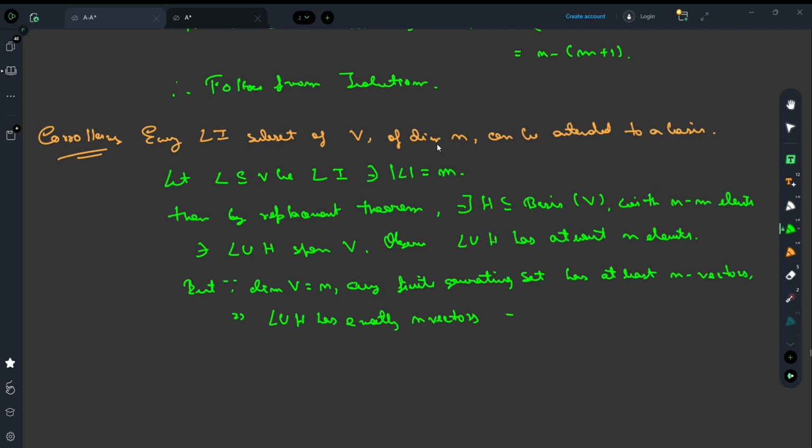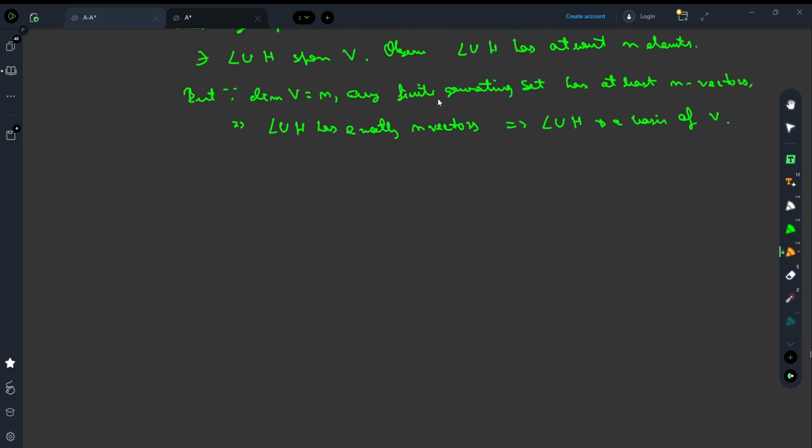This implies L union H has exactly n vectors, but V has dimension n, and L union H is a collection of n elements which generates V. So this clearly implies that L union H is a basis of V. Okay. So this was one of the most important proofs when you study a basic course in linear algebra, where we study the concepts of basis.